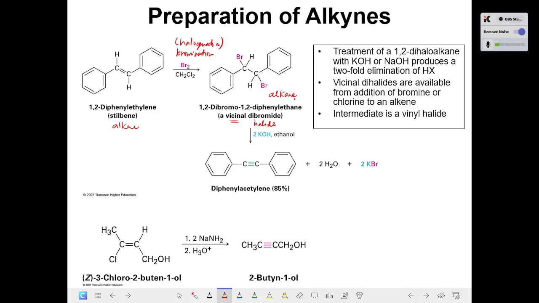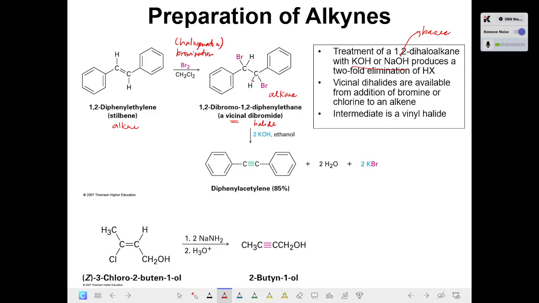Now, if we treat this 1,2-dihaloalkane or your vicinal dihalide with KOH or NaOH, so this will produce a twofold elimination of your HX. So yung HX dito, yung X, that is your halogen. So itong KOH and NaOH, these are your bases. Bases yan. So mag-react siya dito sa ating compound. And magkakaroon tayo ng twofold elimination.